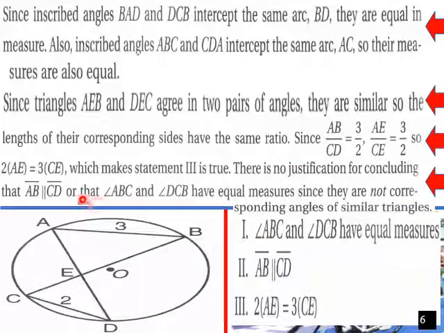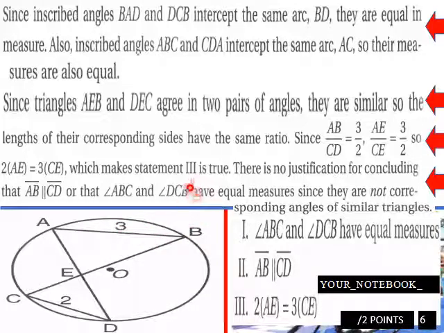So 2 times AE equals 3 times CE, which makes statement 3 true. Statement 1 is not true here, since they are not corresponding angles of similar triangles. This is the actual true statement of this situation.